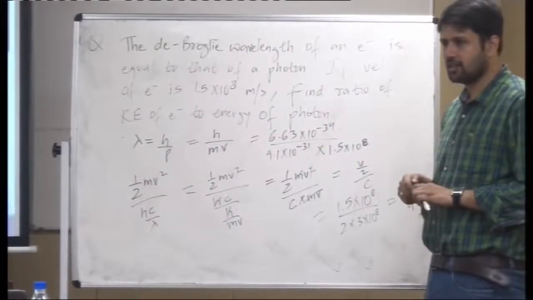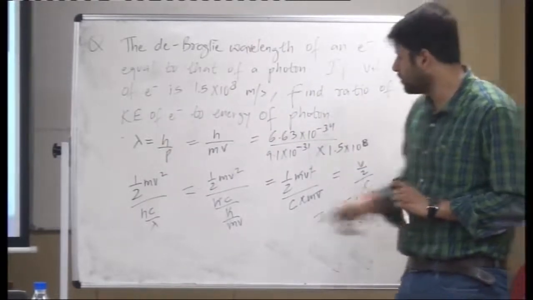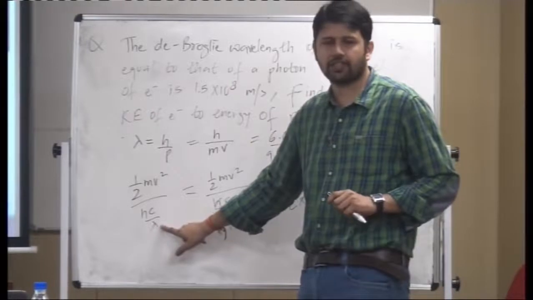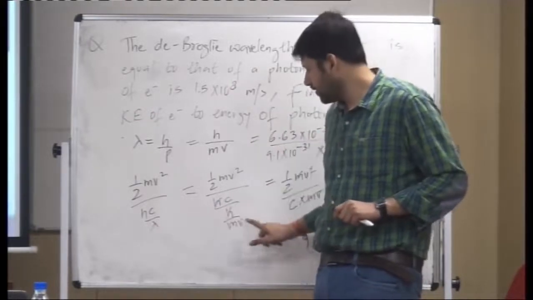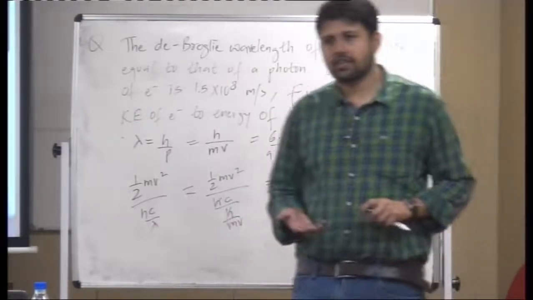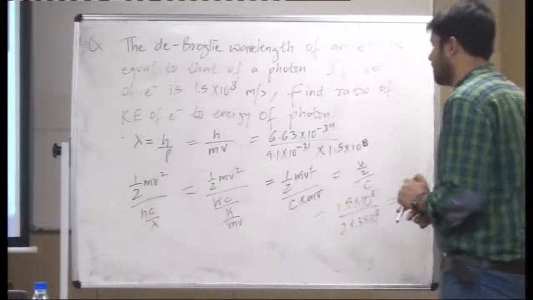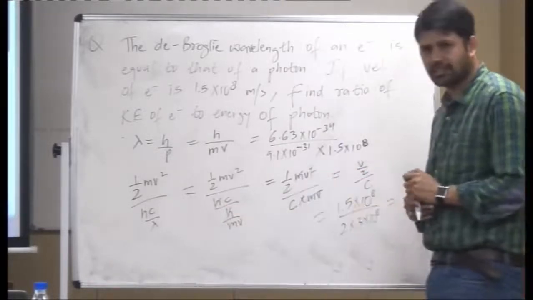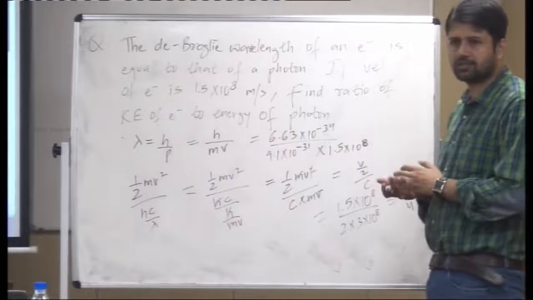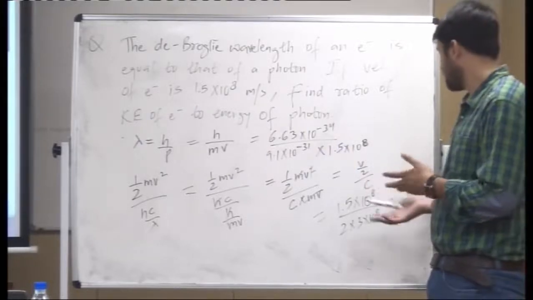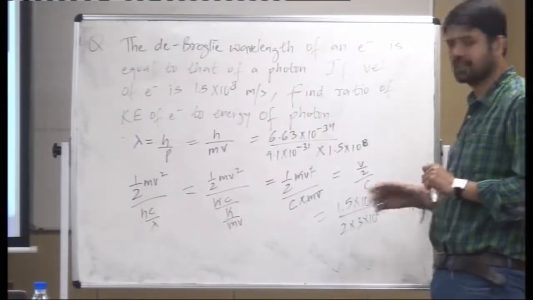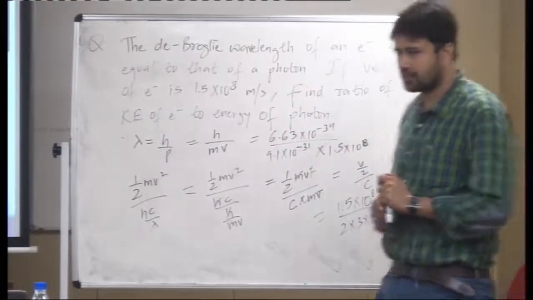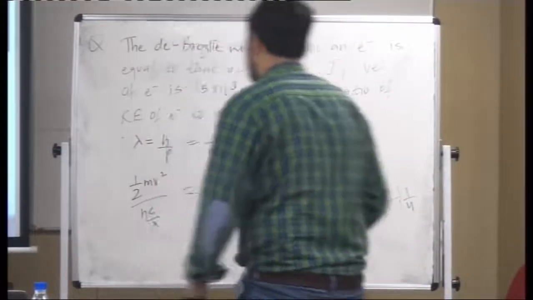Since the de Broglie wavelength is the same, we replaced the wavelength of the photon with the de Broglie wavelength of the electron, and some things were cancelled. So very few values were actually needed finally. Is it okay? Okay, and the time's up.